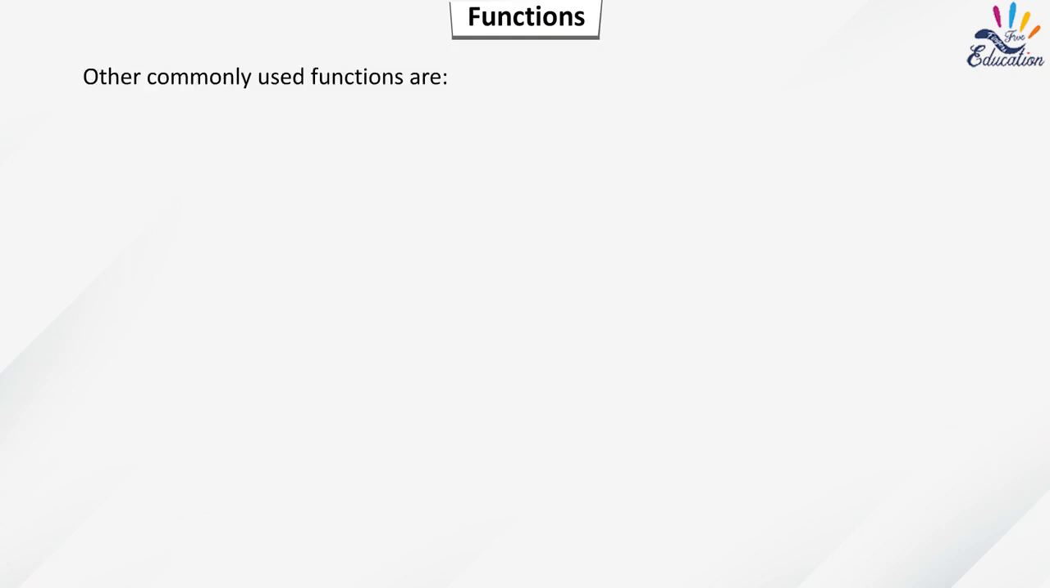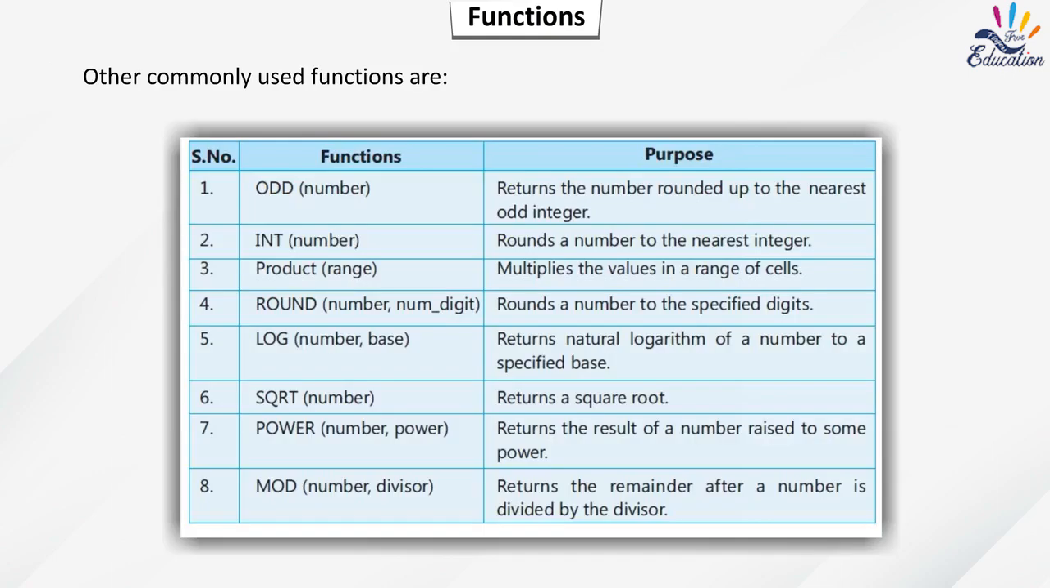Other commonly used functions and their purposes are as follows. ODD(number) returns the number rounded up to the nearest odd integer. INT(number) rounds the number down to the nearest integer. PRODUCT(range) multiplies the values in a range of cells. ROUND(number, num_digits) rounds a number to the specified digits.